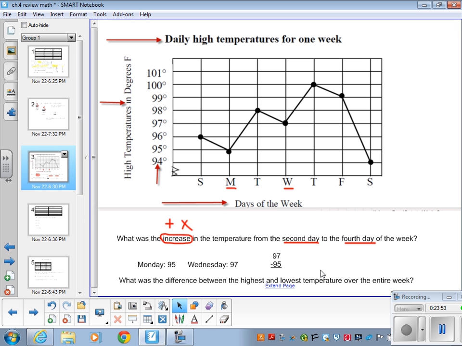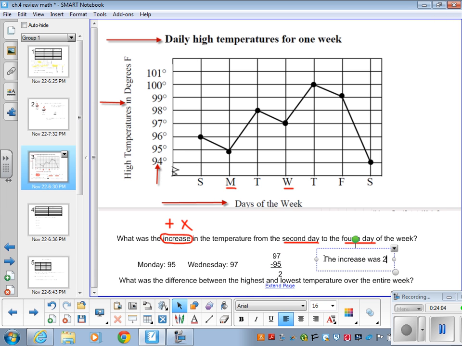All right, welcome back. 97 minus 95 is 2. So, the increase was 2 degrees Fahrenheit. All right, on to our next problem.